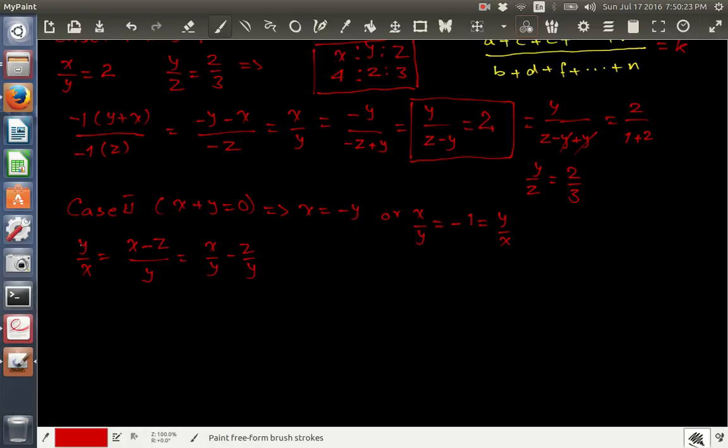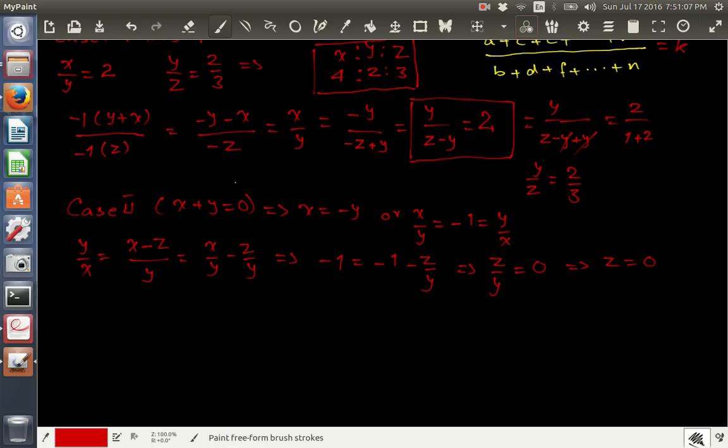Now you see, we already know that y over x is equal to minus 1, x over y is equal to minus 1. So x over y and y over x are equal actually. So this will imply that y over x, which is minus 1, is equal to x over y, which is minus 1, minus z over y. So you will get z over y is equal to 0, and this implies that z is equal to 0. Okay, and this also implies that y is not equal to 0, x is not equal to 0.